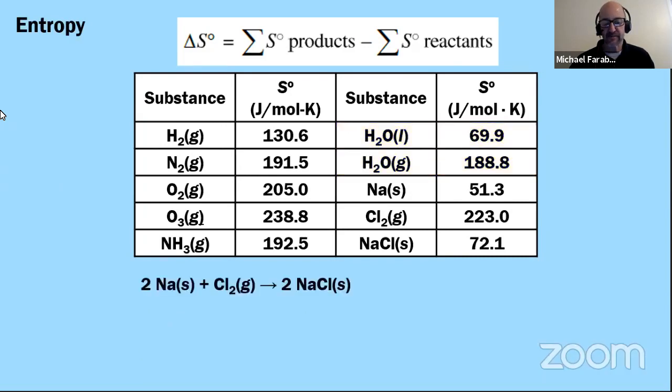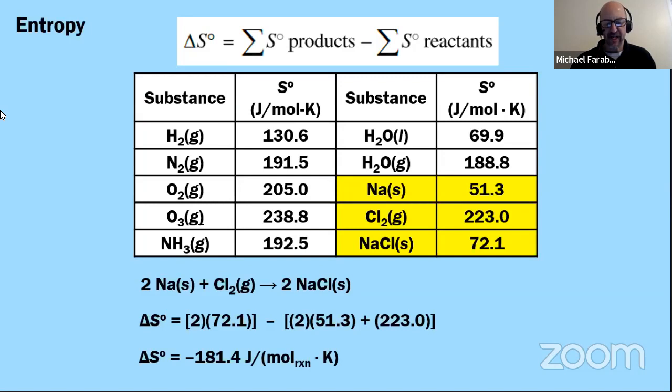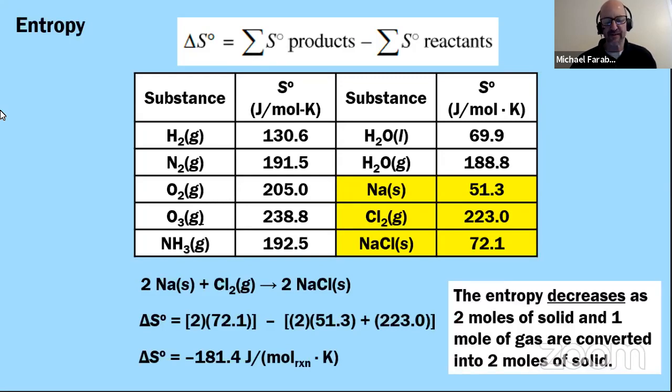Here we have 2 moles of solid sodium reacting with 1 mole of gaseous chlorine to produce 2 moles of solid sodium chloride. So think about whether that entropy should increase or decrease and whether the sign of delta S should be positive or negative. So we'll take 2 times the number for NaCl minus 2 times the number for sodium plus the number for chlorine. So we're starting with 2 moles of solid and 1 mole of gas, and we're ending with 2 moles of solid. So hopefully your prediction came true and the delta S is negative. This tells us that entropy is decreasing as we are converting from essentially a gas and a solid to just a solid. So there are fewer degrees of freedom and there are fewer arrangements of the molecules and the particles as you go from a gas to a solid.